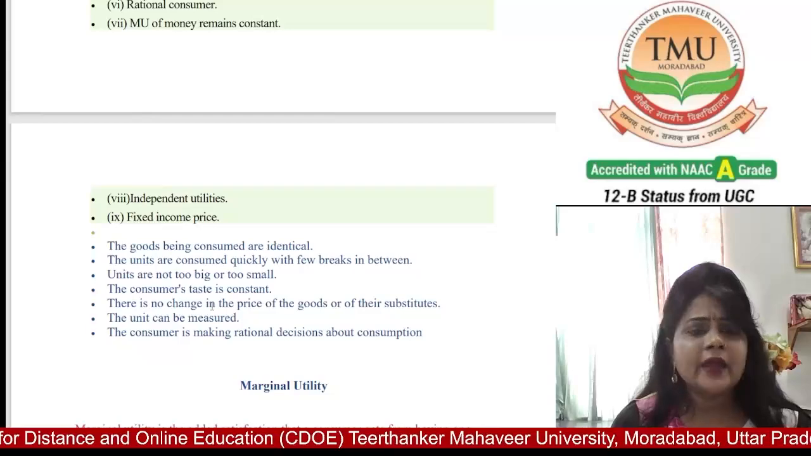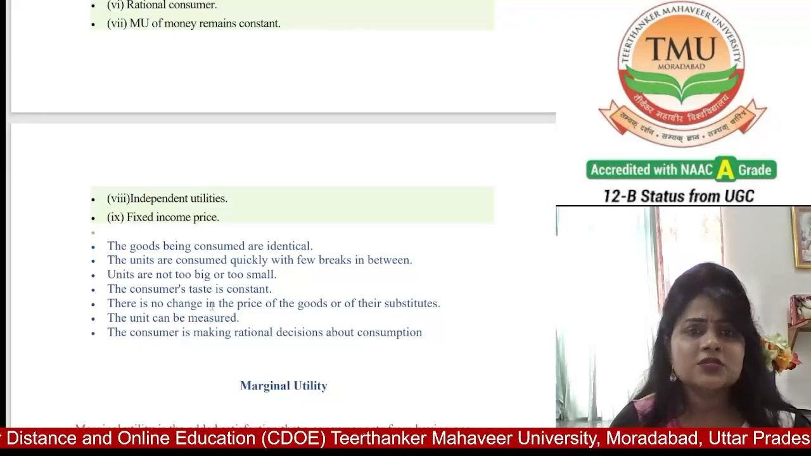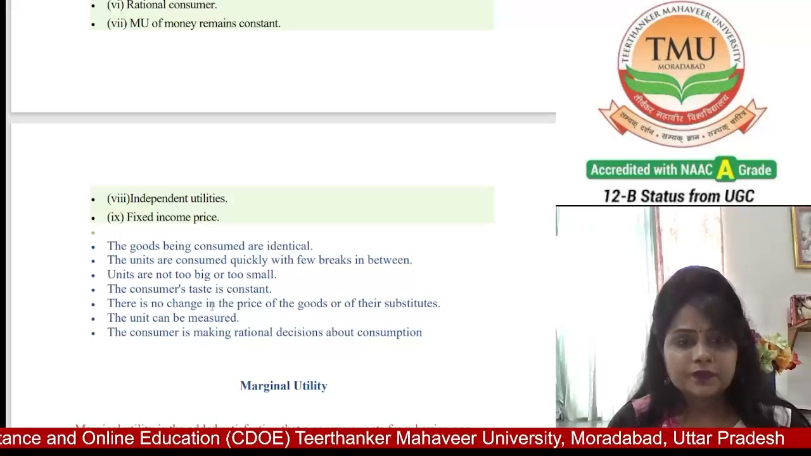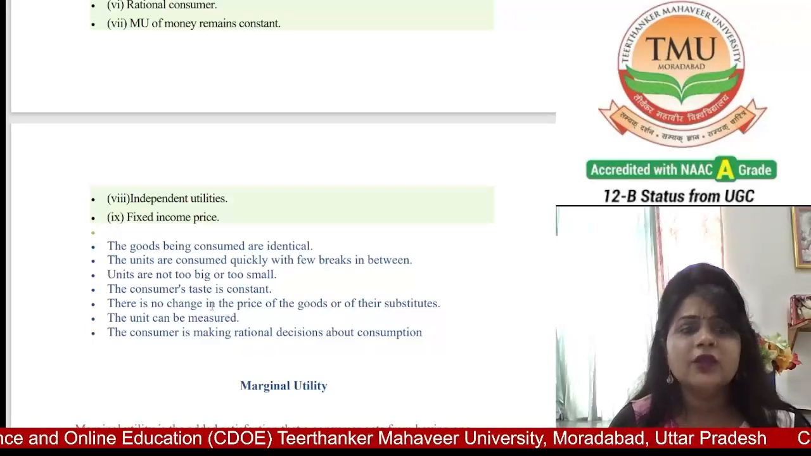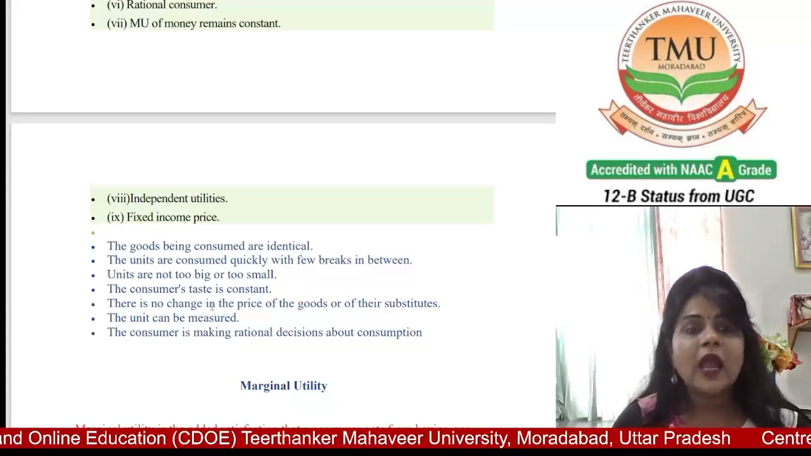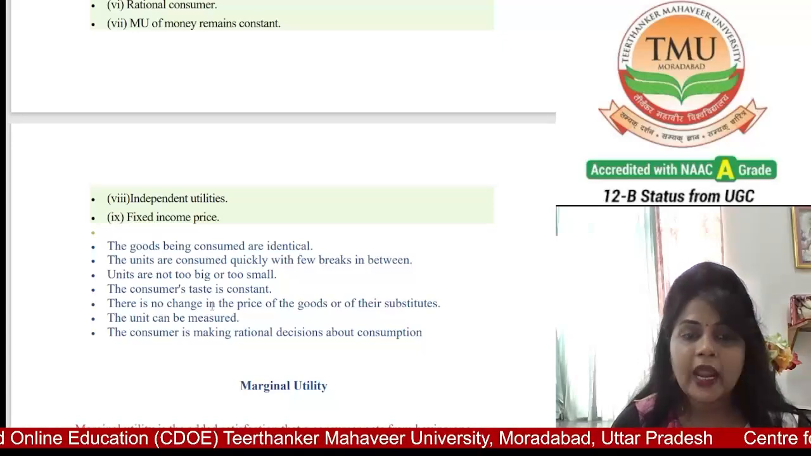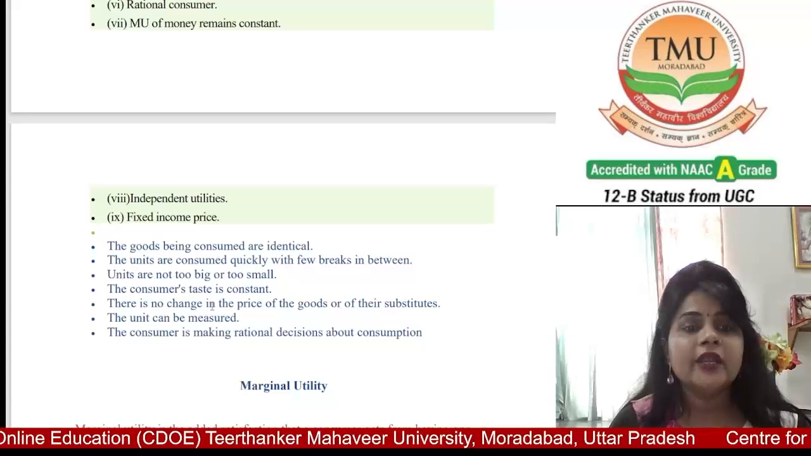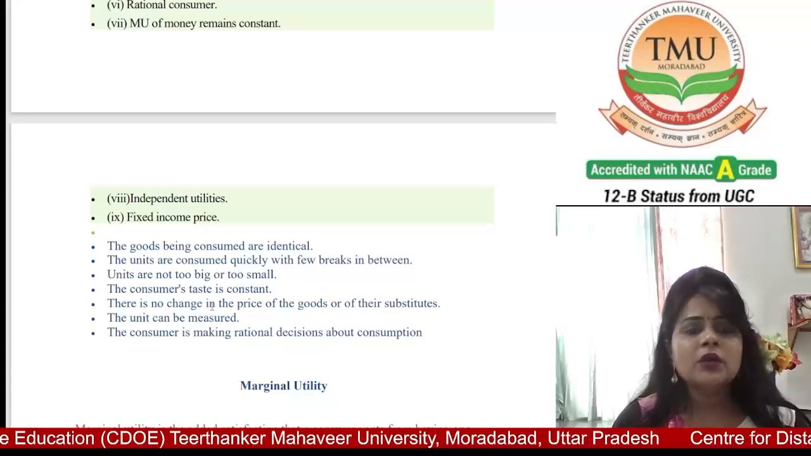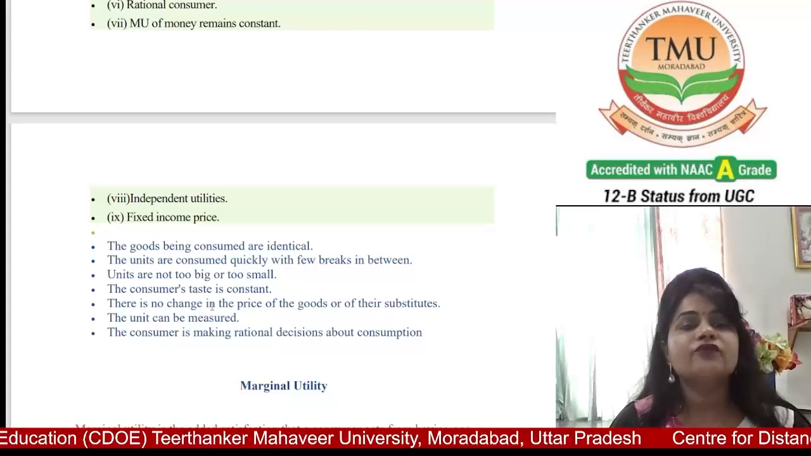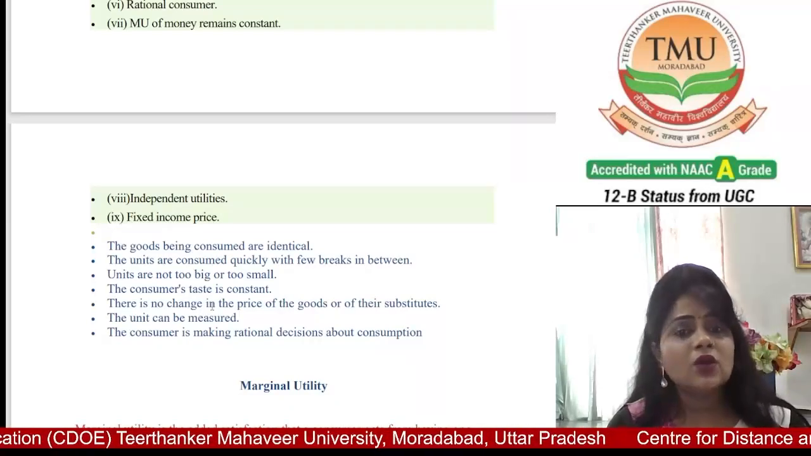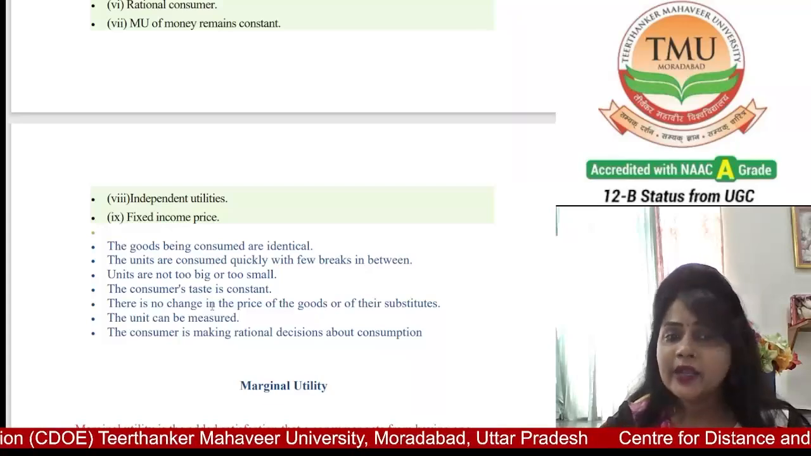और भी जैसे बहुत सी assumptions हो सकती है, जैसे perfect knowledge. It is assumed that the consumer has knowledge of the different goods on which his income can be spent and the utility that he is likely to derive from such consumption. It indicates that the consumer has perfect knowledge of all the various choices available to him. It means the goods being consumed are identical.